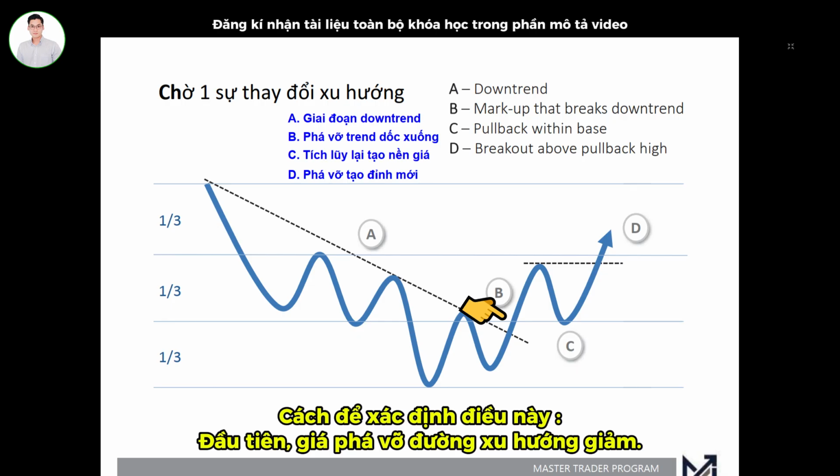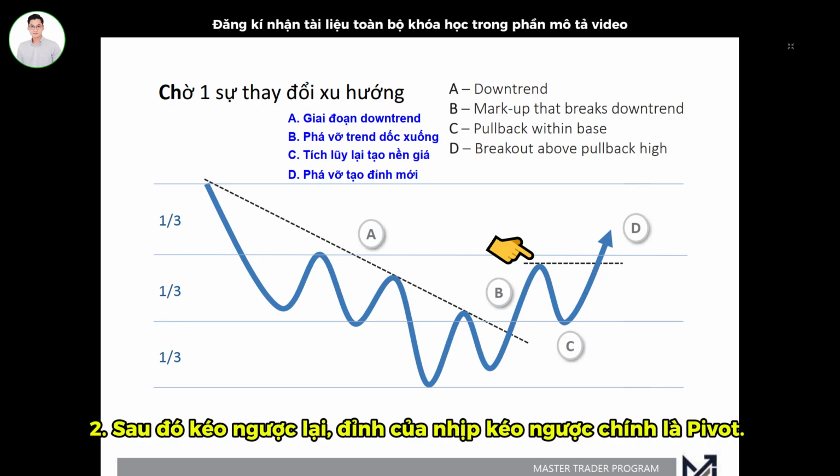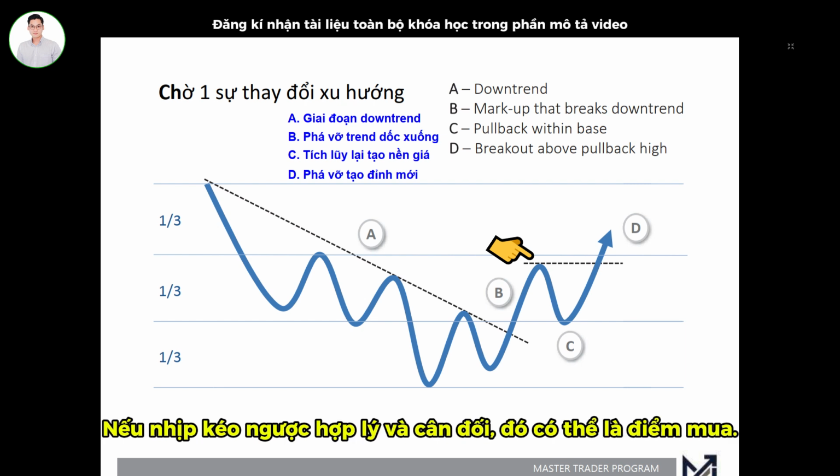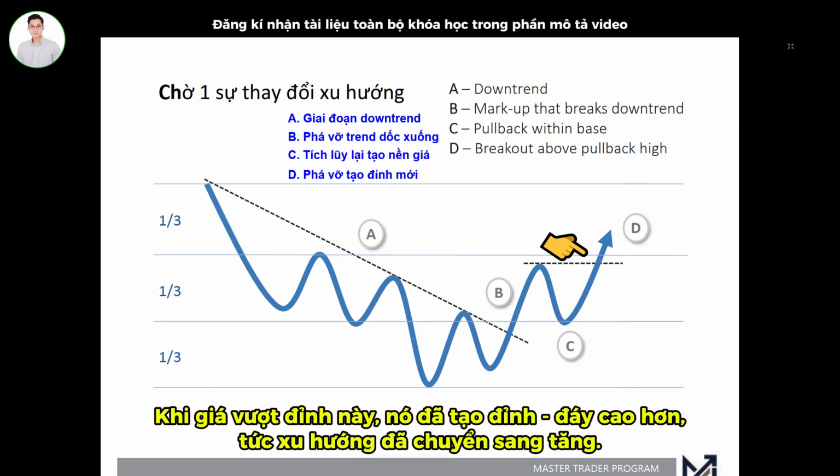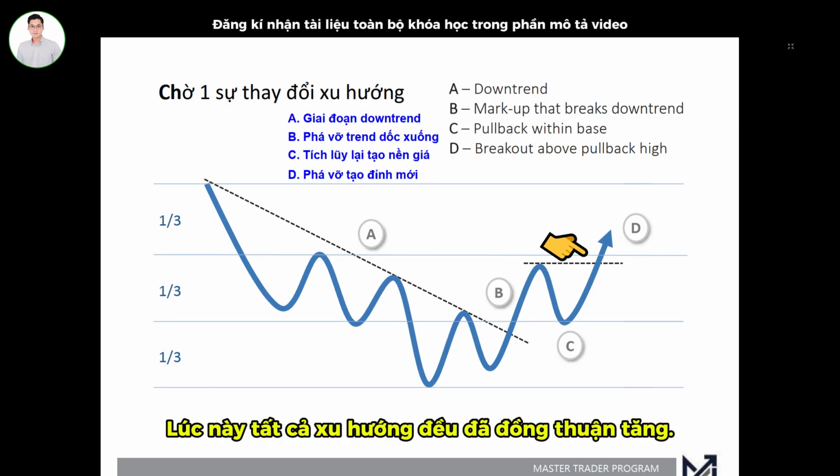All right, and I'm going to show you examples in just a second. You break the downtrend, then you pull back, and then the high of that pullback is a pivot in itself. Depending on how deep the pullback is, if it's shallow enough and there's enough symmetry, then this would be a buy point. But this is what we call the turn. It simply means that once the stock takes out that high, it's made higher lows, and it's taken out this high, and now the trend is up on the current chart pattern, and you've got all the trends in your direction.